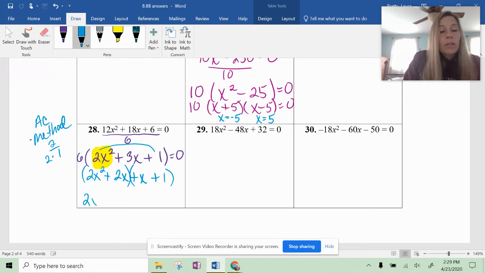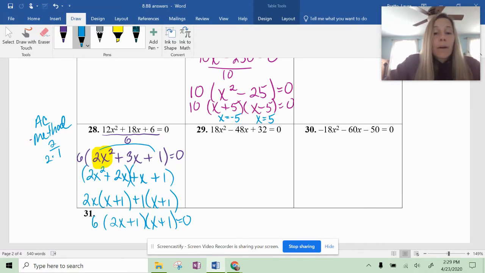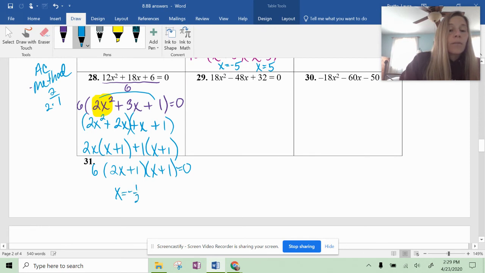So I'm going to take out my 2x, and I'm left with x plus 1. Take out just nothing there, so just a 1. I'm left with x plus 1. So my factors are 2x plus 1 and x plus 1. And I had that 6 from the way beginning. And then if I were to get my solutions for that problem, I'd solve each of these, and you'd get -1/2 and -1.